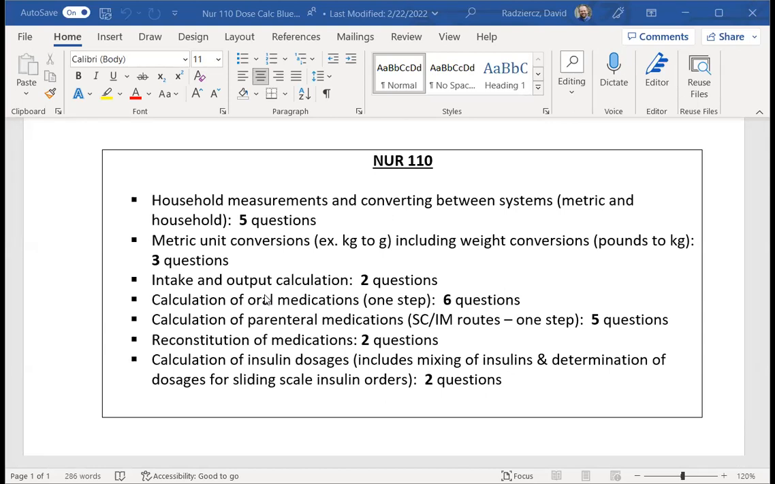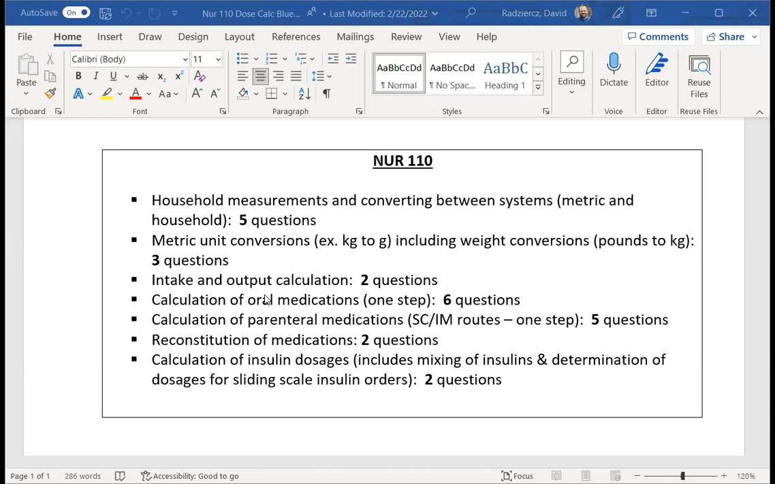You'll need to know how to do household to metric conversions, metric to household conversions, and metric to metric conversions, and you'll see questions associated with that. We'll go over a couple of those today. You're going to need to know some standards for what those conversions are, and we'll talk about that as well. You're going to need to know how to go from pounds to kilograms. You'll have a couple of questions on intake and output.